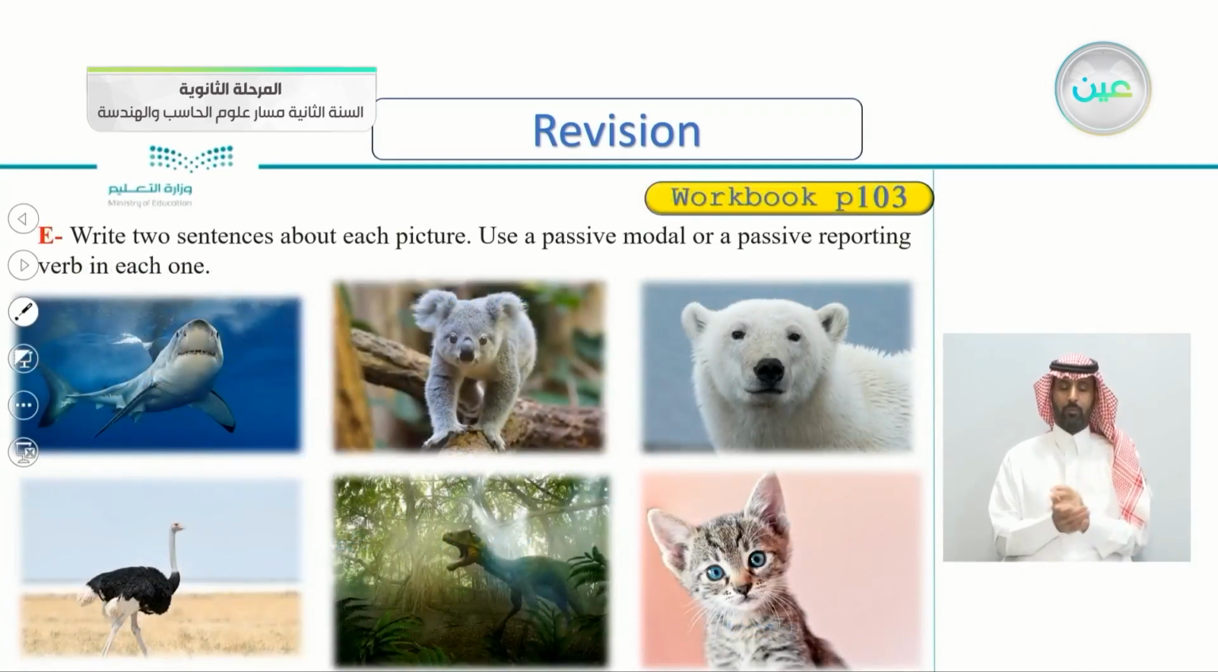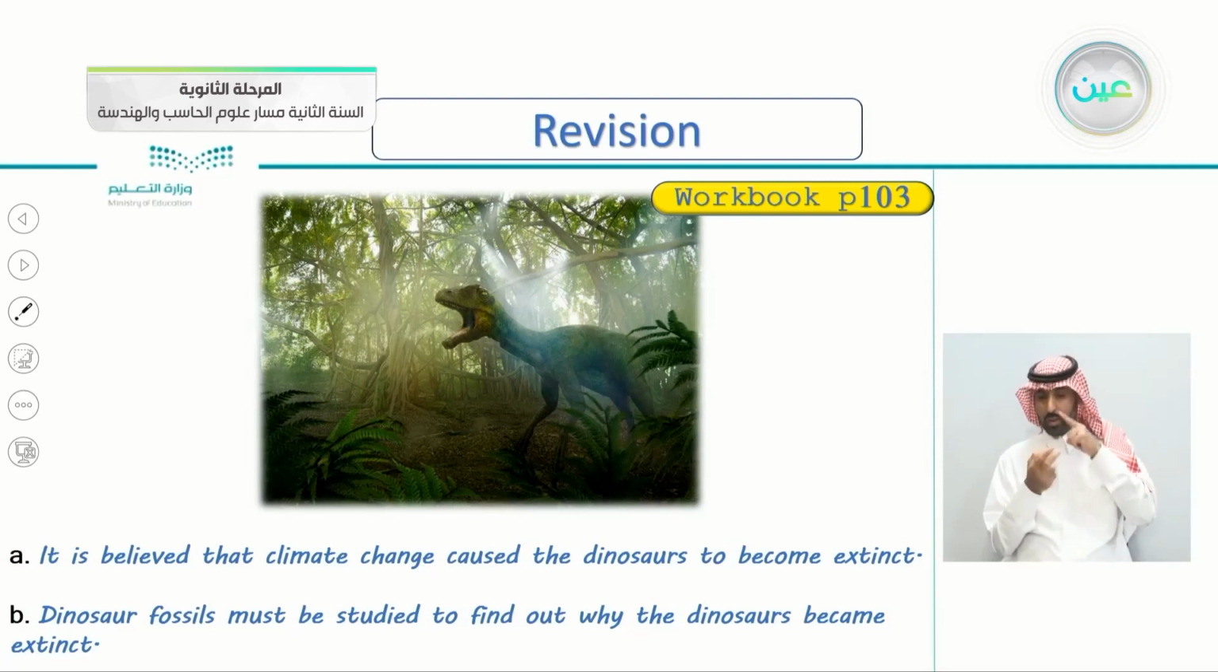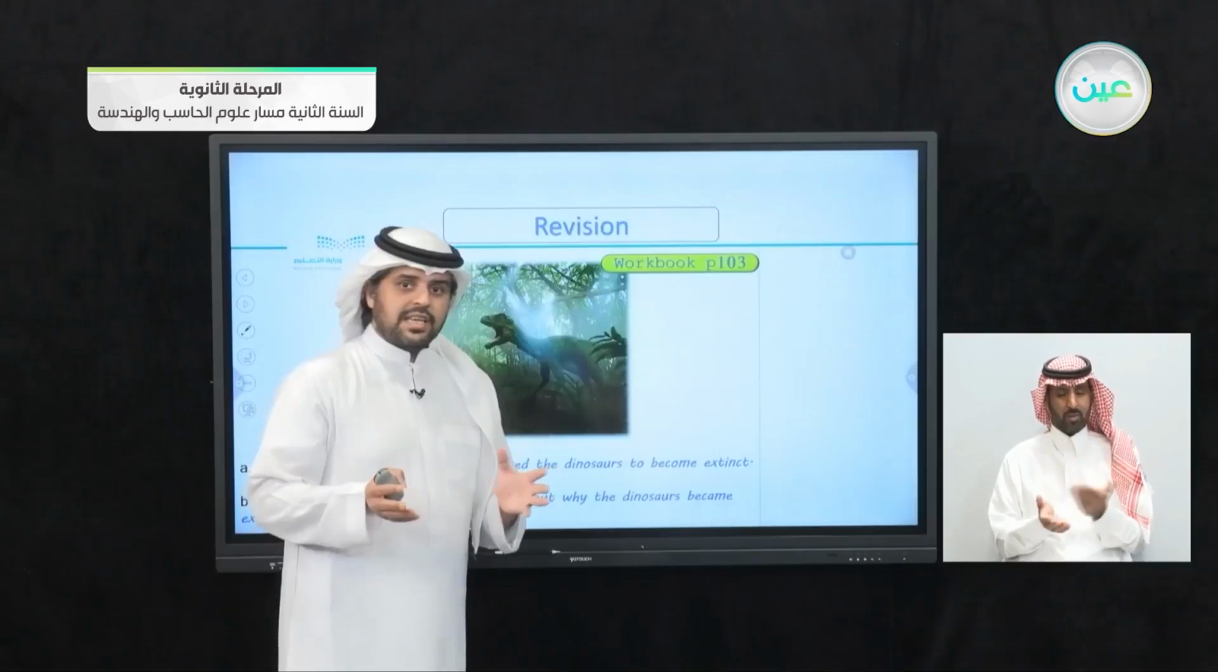Exercise E here. Write 2 sentences about each picture. Use passive modal or passive reporting verb in each one. And the first one is already done for you, the picture of the dinosaur. It is believed that climate change caused the dinosaurs to become extinct. The second one, dinosaur fossils must be studied to find out why the dinosaurs became extinct. So this is an easy exercise.